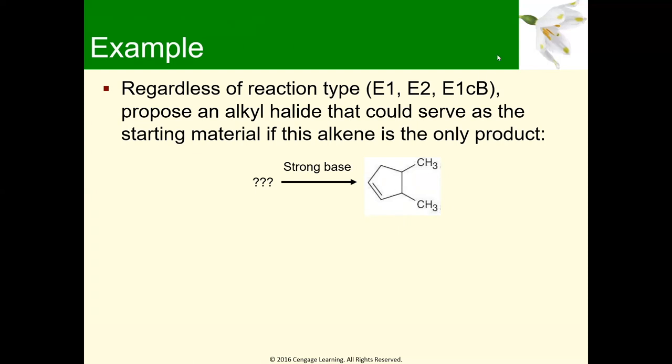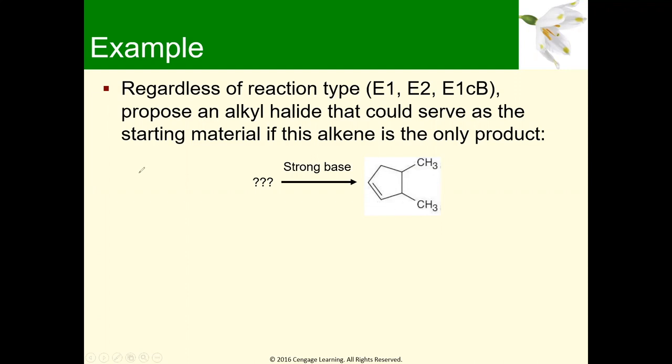If you think about it, we showed you in all three of those mechanisms that the halogen, and I'm just going to use bromide, it could be a chloride, it could be an iodide, but let's just say it's bromide, that's the usual one, has to be on a carbon that's involved in this formed double bond. That halogen was on one of those two carbons.